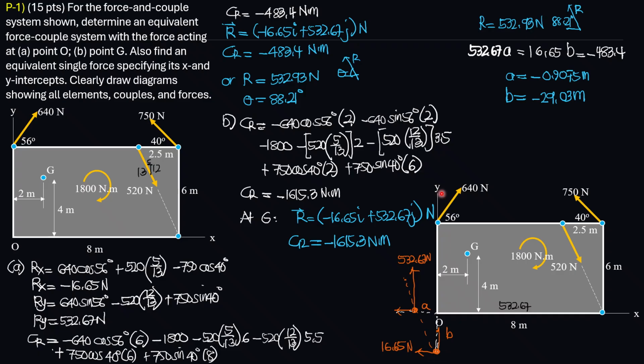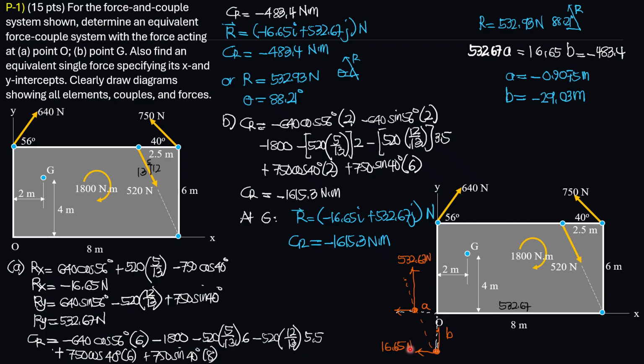intersect it with the y-axis, this x component will have a moment about O, and it is clockwise. If it is moved on the x-axis, this extension here, the only component of that resultant force is this vertical force, and that is also clockwise. So from the figure, based on the position of the resultant, A and B are negative because A is to the left of O and B is below O.